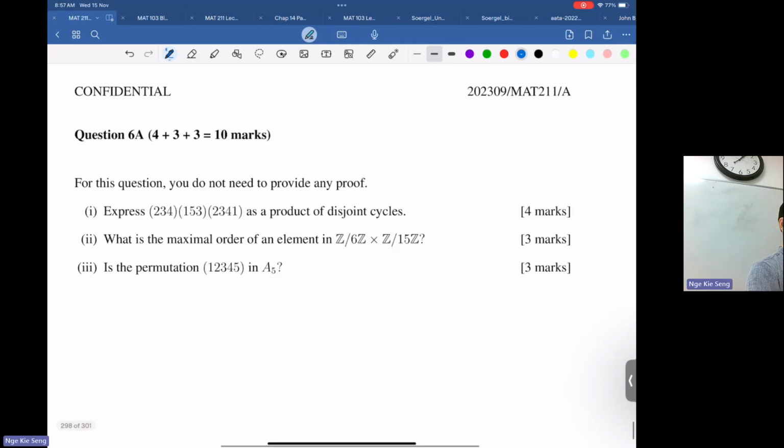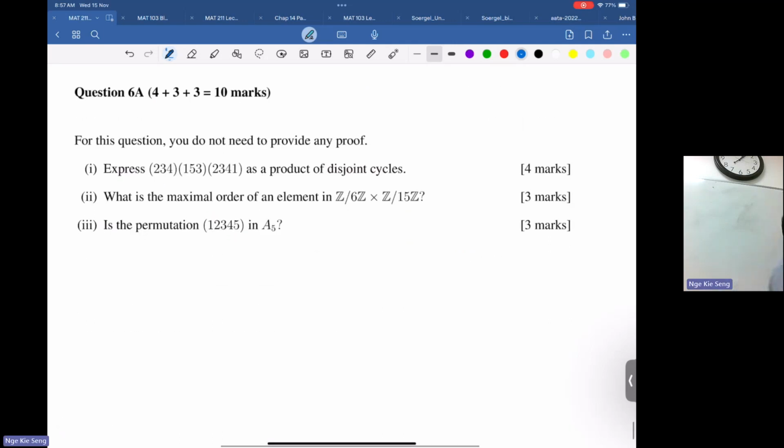Okay, next. Question 6 is a calculation type of question. I don't ask you to prove, no need to prove. You just calculate. If you are correct, then you will have marks. If you show some steps, I can give you marks even if your answer is wrong. But if you don't show steps, I cannot give you marks.